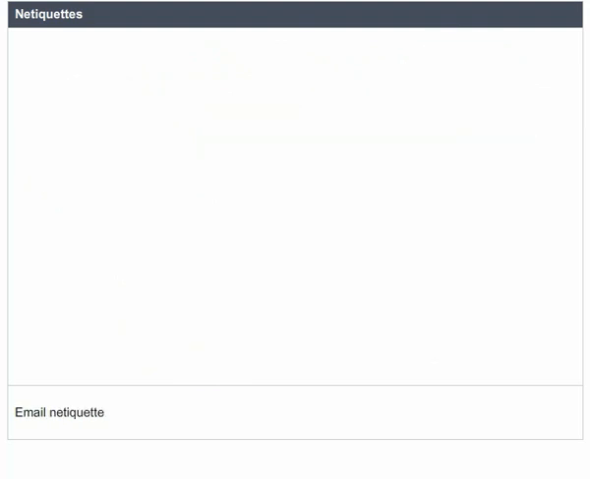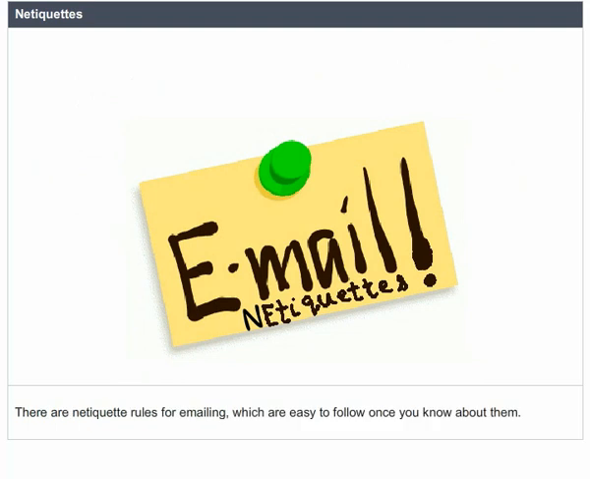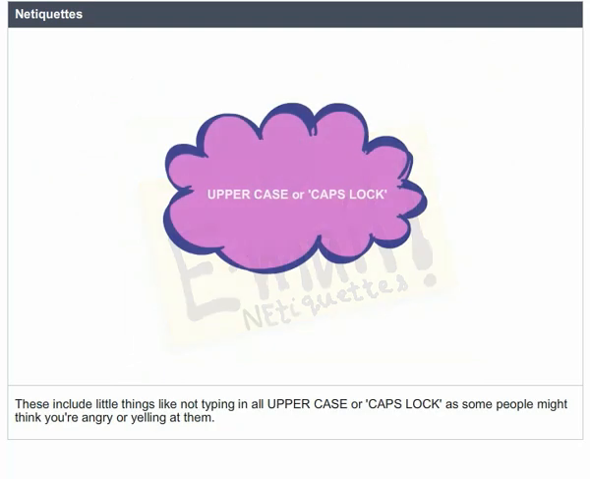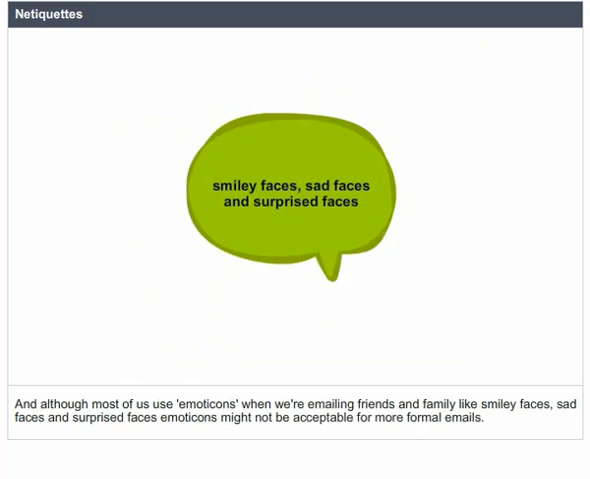Email netiquette. There are netiquette rules for emailing, which are easy to follow once you know about them. These include little things like not typing in all uppercase or caps lock, as some people might think you're angry or yelling at them. And although most of us use emoticons when we are emailing friends and family, like smiley faces, sad faces, and surprised faces, emoticons might not be acceptable for more formal emails.